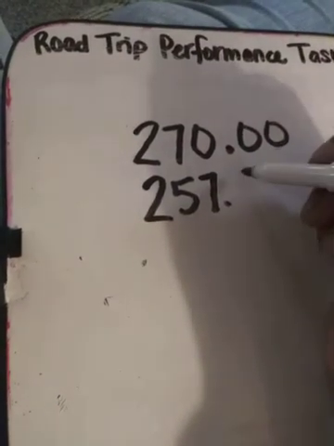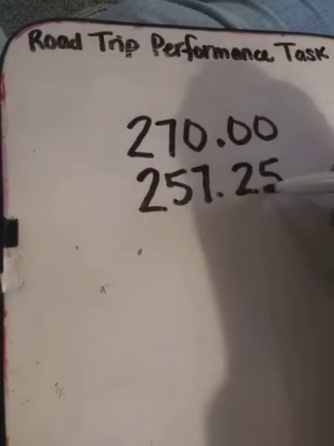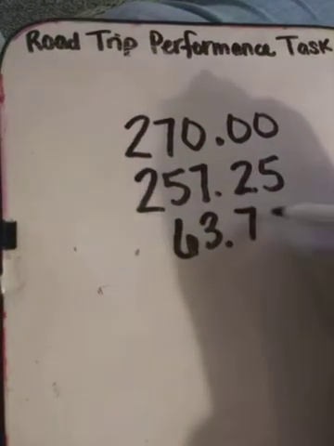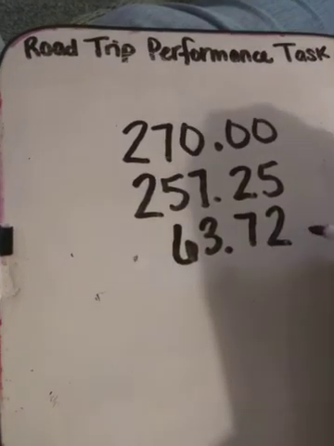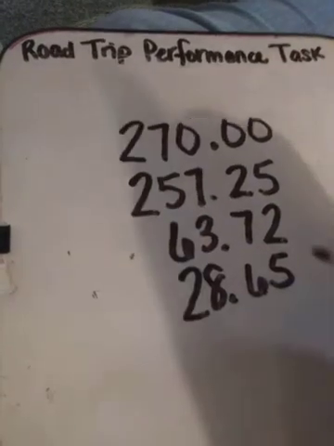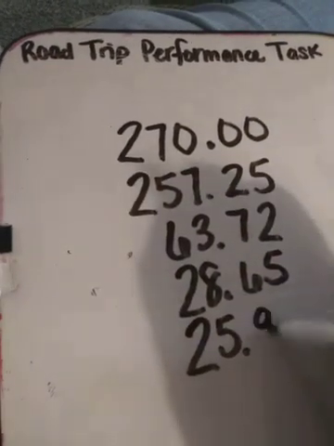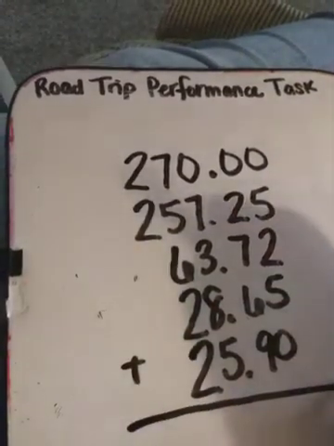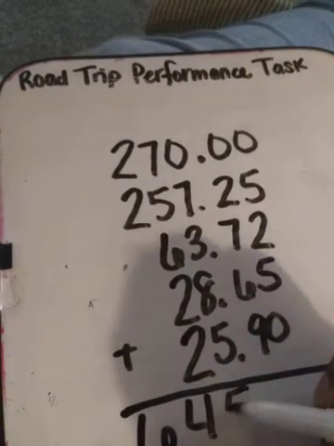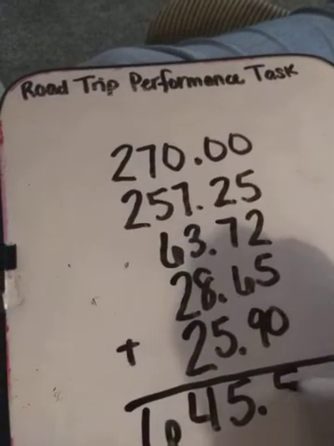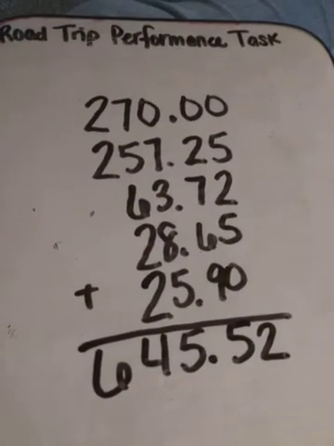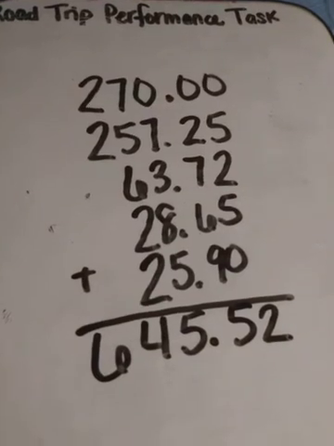That was that $257.25. After that, I had a $63.72 bill for gas. Then I have, of course, my souvenir cost was $28.65. And then last but not least, the price for that meal. Okay, and then if I add every last one of those numbers up, the cost for this trip, if we only ate once, right? $645.52.